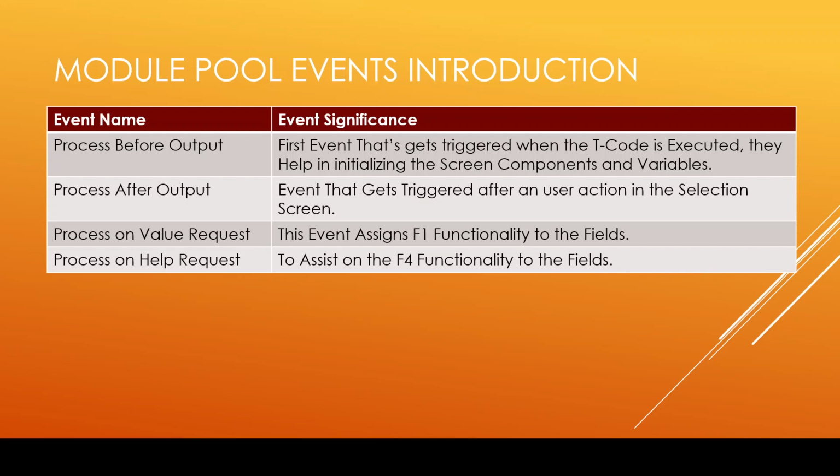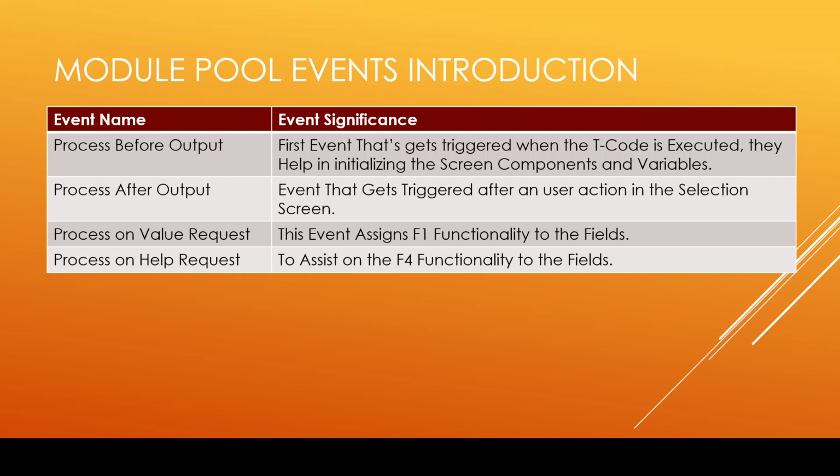So here we have only 4 events. The first event is called process before output. This is the event that gets triggered when the T code is executed. As you know, module pool reports cannot be executed independently. We have to create a T code for them. This is the event that gets triggered when the T code is executed. They in fact help in initializing the screen components and the variables.